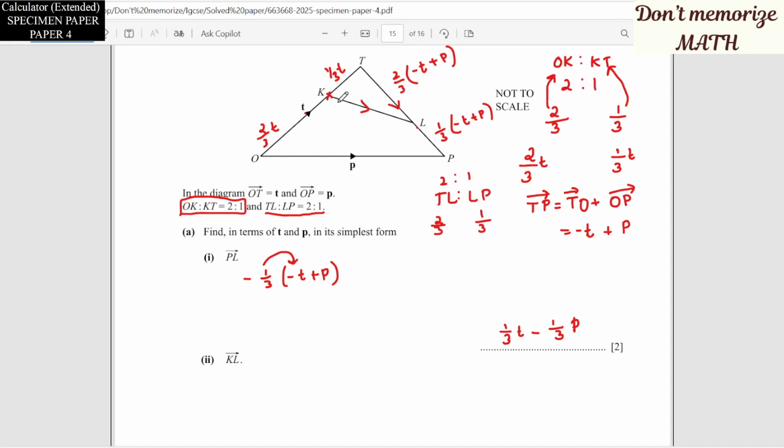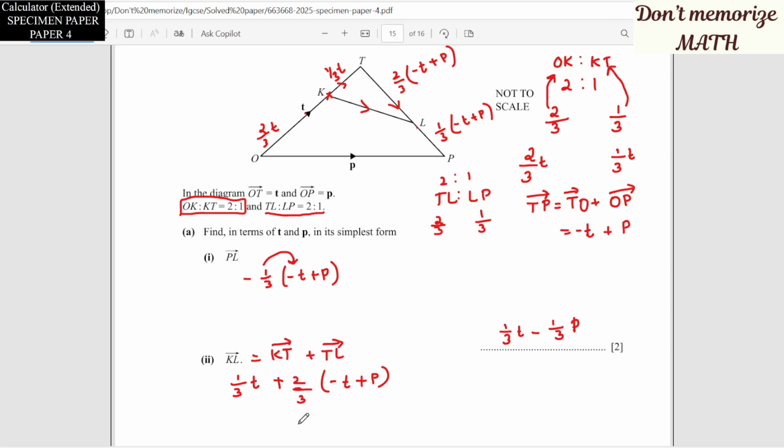So the vector is starting from K. Anyway you can move from K to L, in any way. So let's see here. We need to find KL, so for that we need KT. KT is in the same direction, so you can take 1 over 3T. Then we have to go like TL. TL will be 2 over 3 in bracket minus T plus P. If you don't know, you can write the step. Vector KL will be equal to vector KT plus vector TL. So vector KT is 1 over 3T, plus TL is this one.